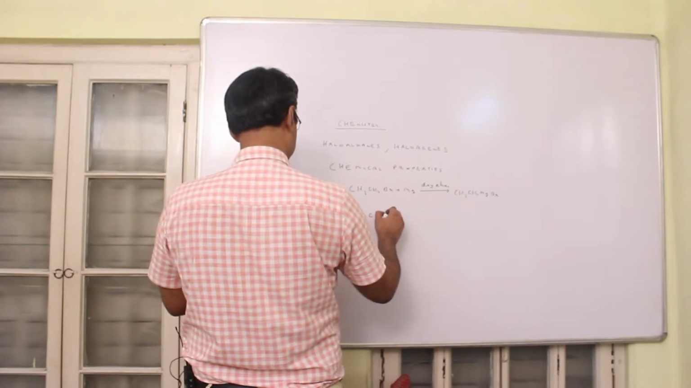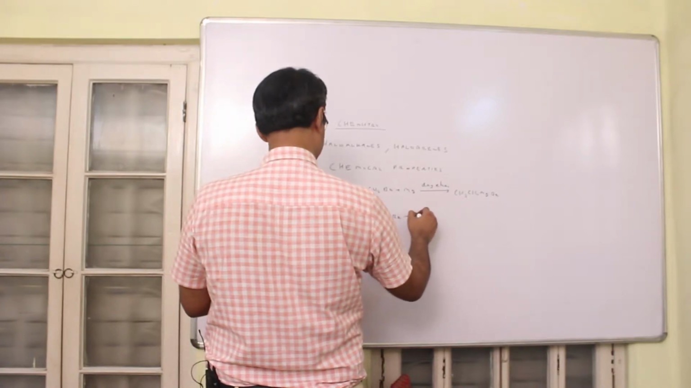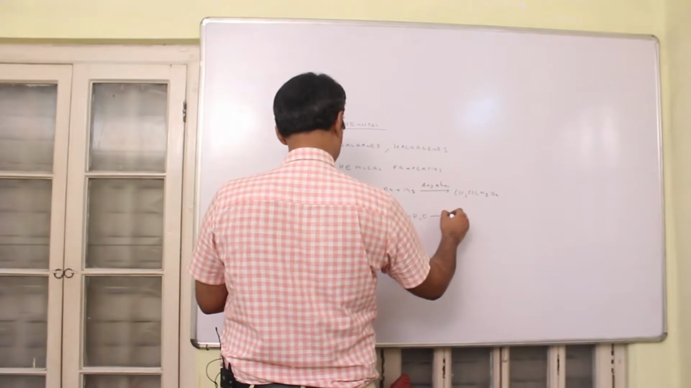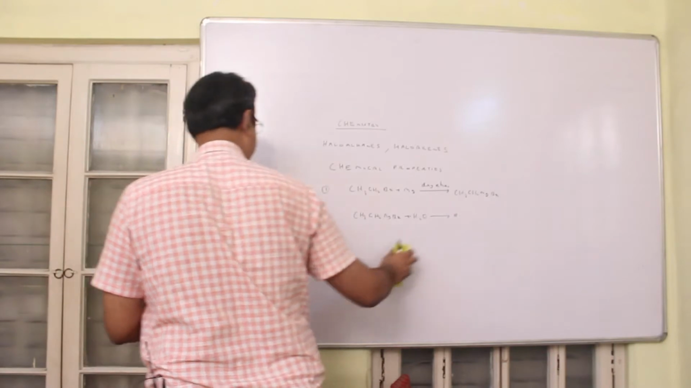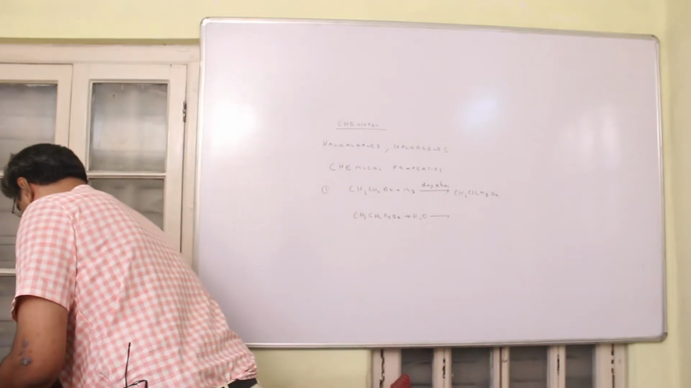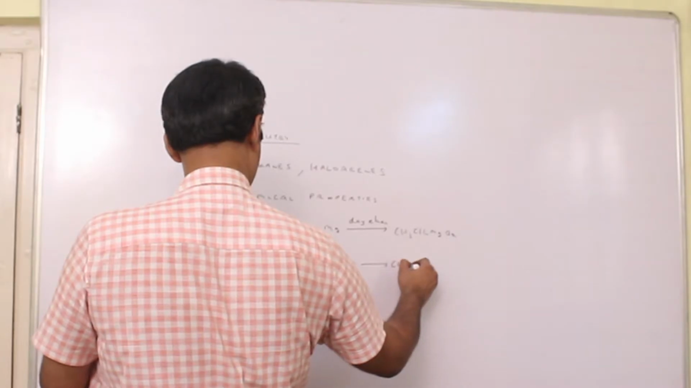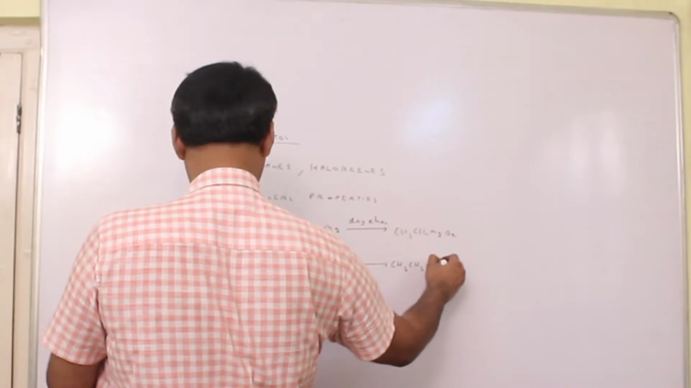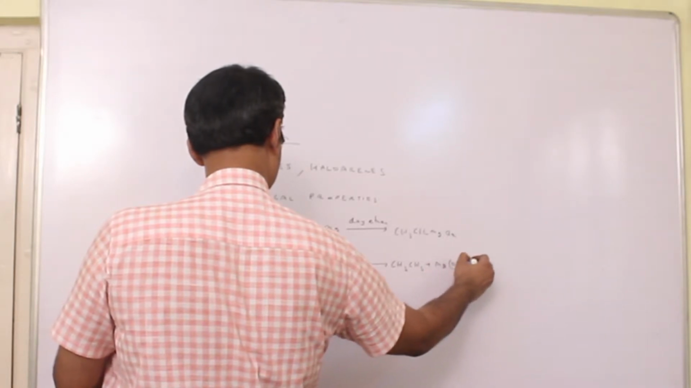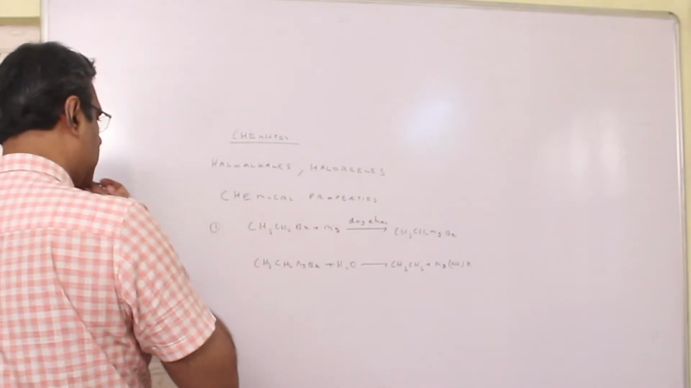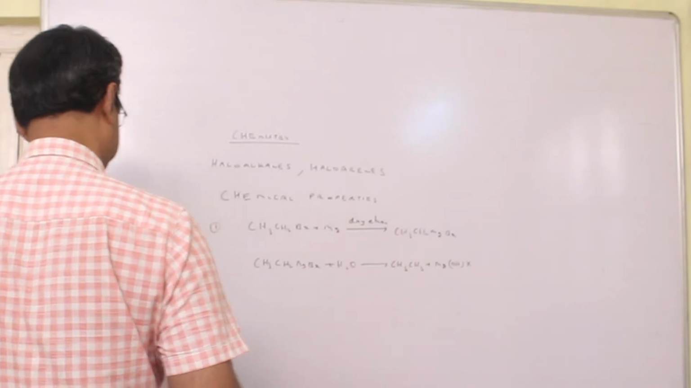And Grignard's reagent has many uses. For example, when you hydrolyze Grignard's reagent, you get alkane.